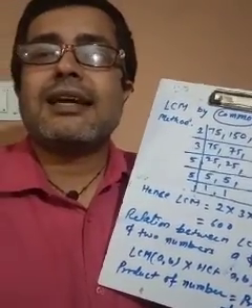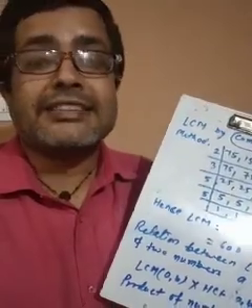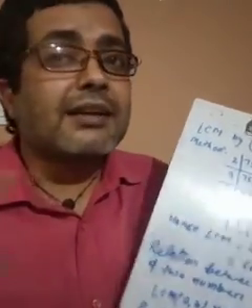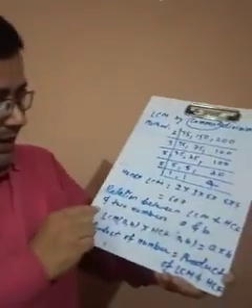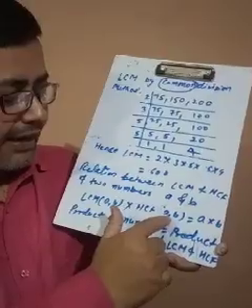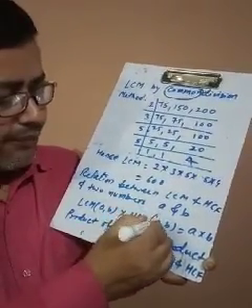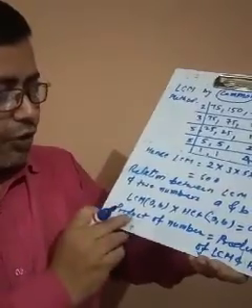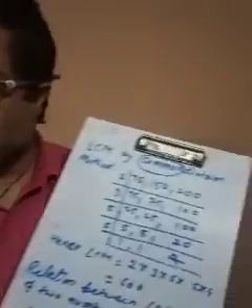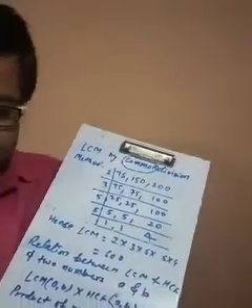If you multiply the LCM and HCF of both numbers, the same result will be there as by multiplying the given numbers. So that means we can write LCM of A and B into HCF of A and B is equal to A cross B, or A into B. A into B means the product of the numbers is equal to the product of LCM and HCF.